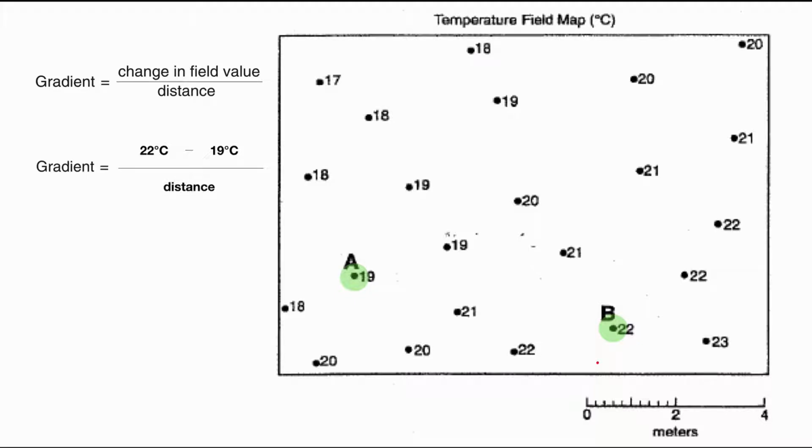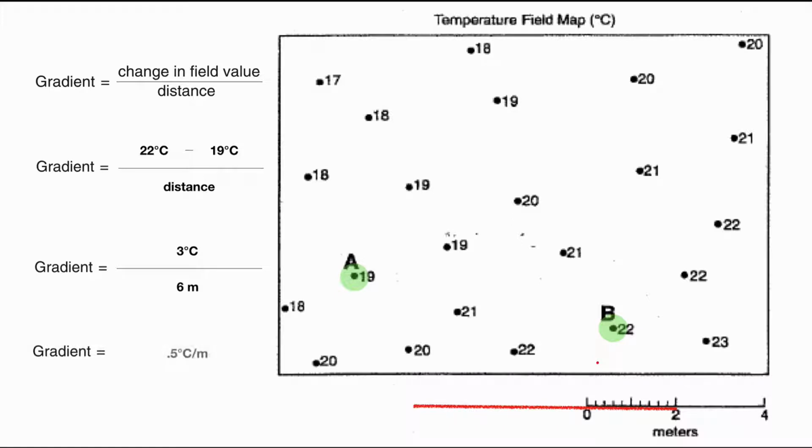Change in value literally means difference. How much did it change? So the difference from A to B is 3 degrees. Now, I want to know the distance from A to B. And it's on a map, so I'm going to use the map scale at the bottom of the page. So that's 4 meters plus a little extra. So that's about 6 meters in distance.